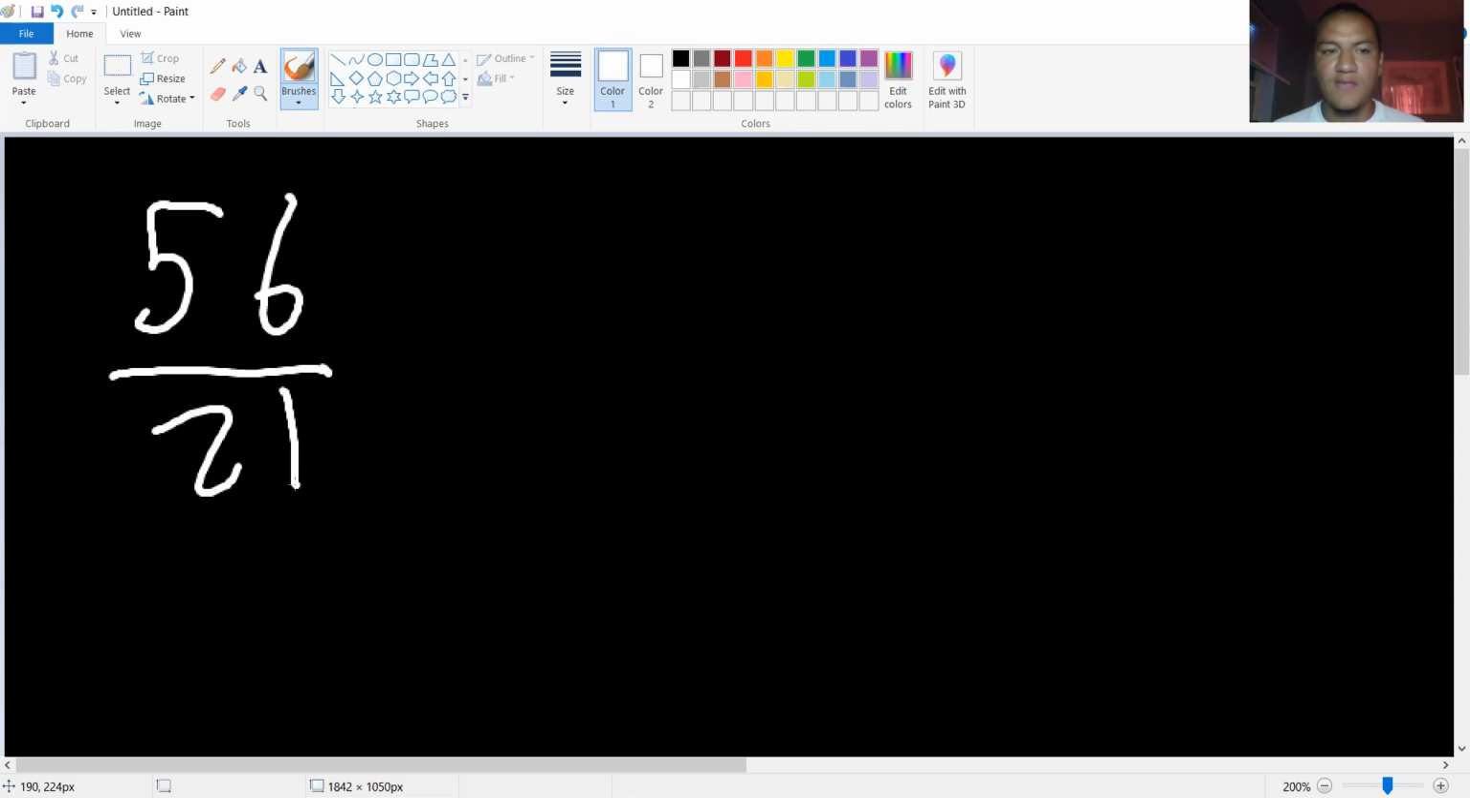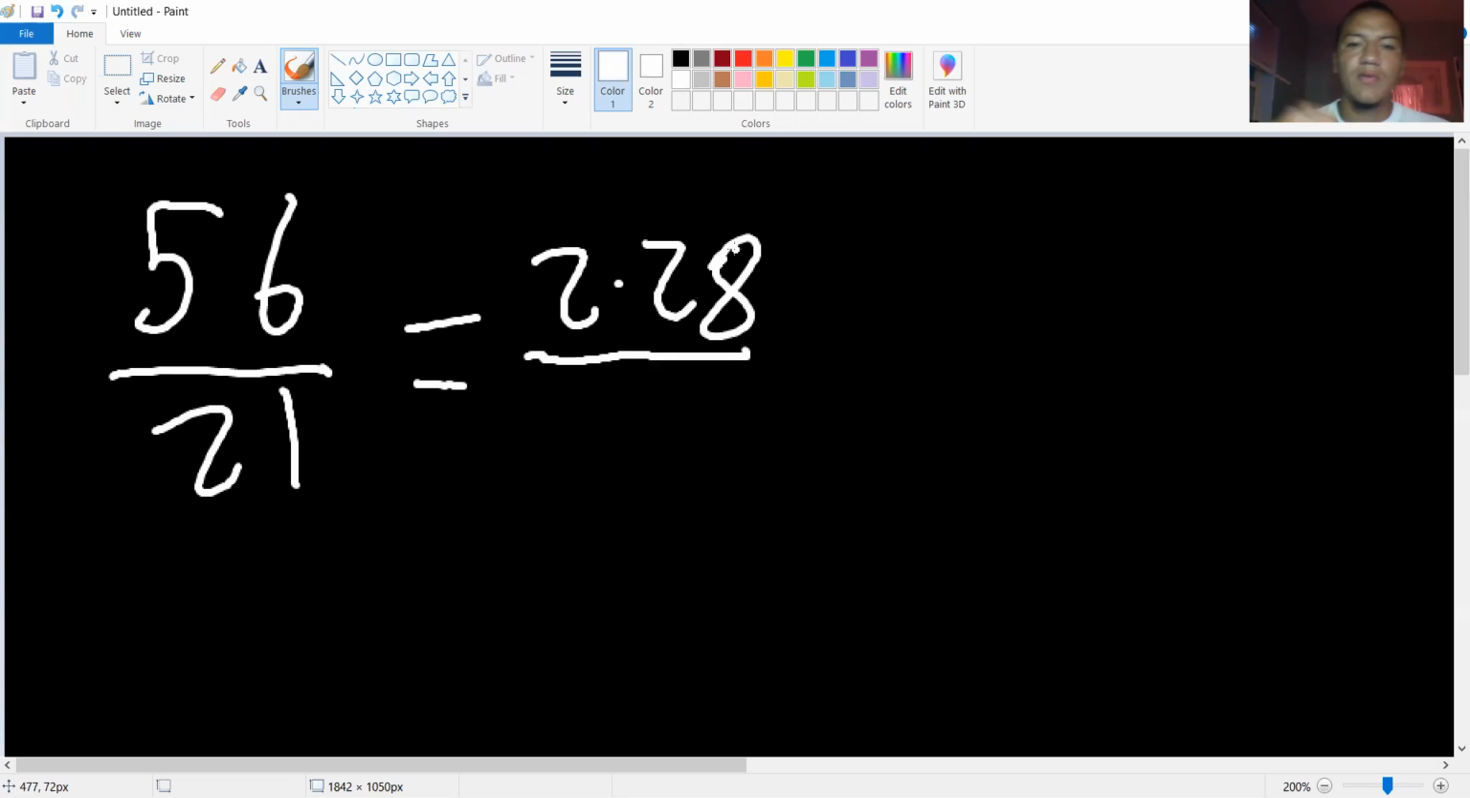For example, 56 is an even number. So if we broke down 56, you would get something like 2 times 28. And 21, it's not even, so it's not divisible by 2 ever. But maybe it's divisible by 3, and it turns out that it is. 3 goes into 21 7 times, so that would be 3 times 7. Now, here's the thing. 3 and 7 are primes.